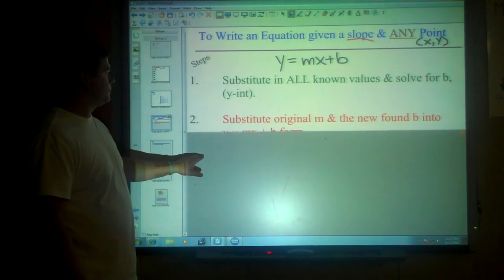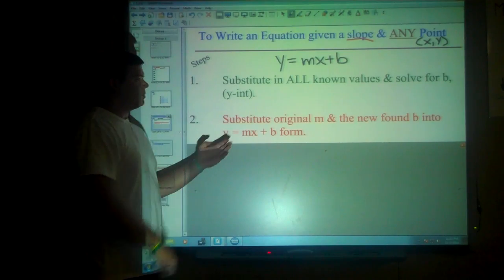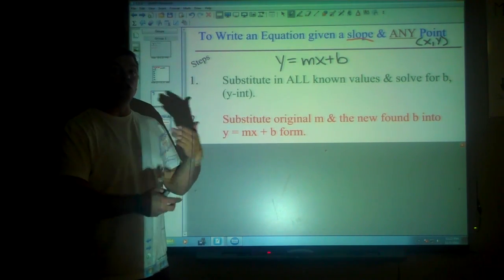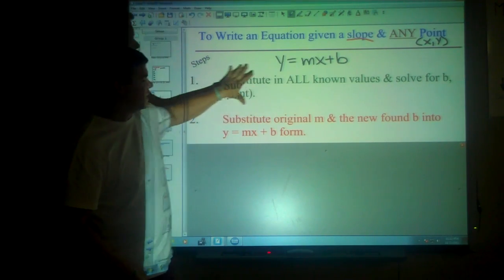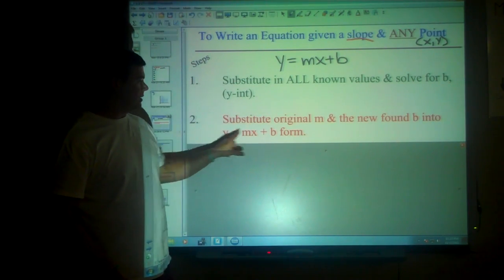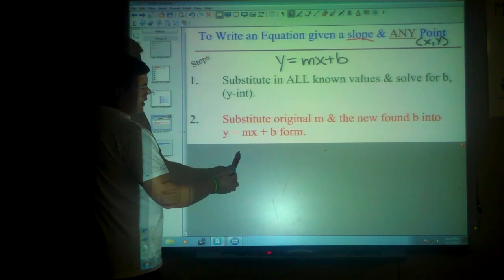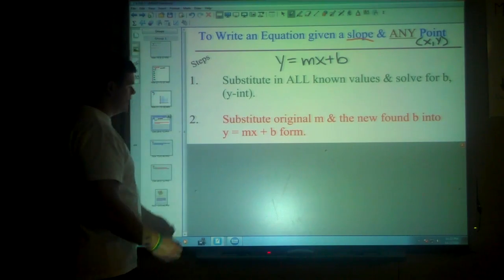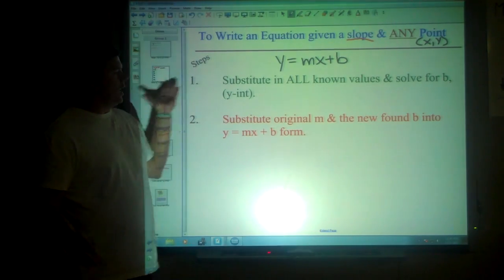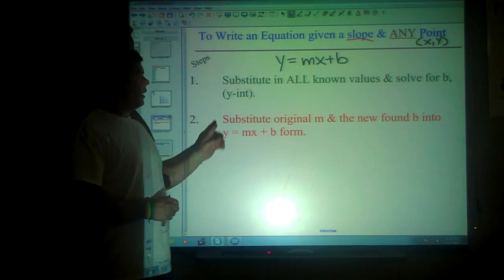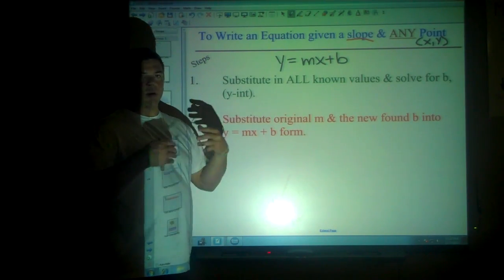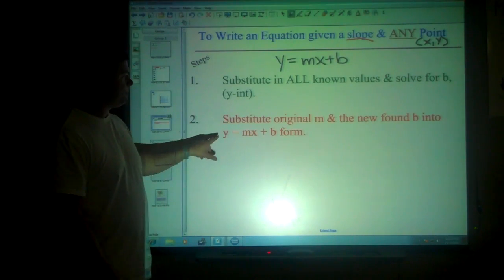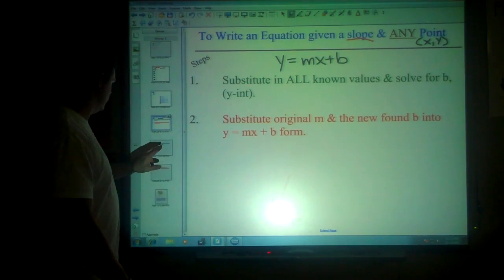Step 2. Go back and substitute the original m, which was given to us, the original slope, and this newfound b, the value for b we got from step 1, back into this. This time we'll keep y as y and x as an x, but we'll put the given m and our newfound b in right here, and we've got our equation. We're done. That's all there is to it. We don't want to write down the given y and x. We don't want to fill the whole equation up with numbers, although it would be true. We want to substitute in just for m and just for b.